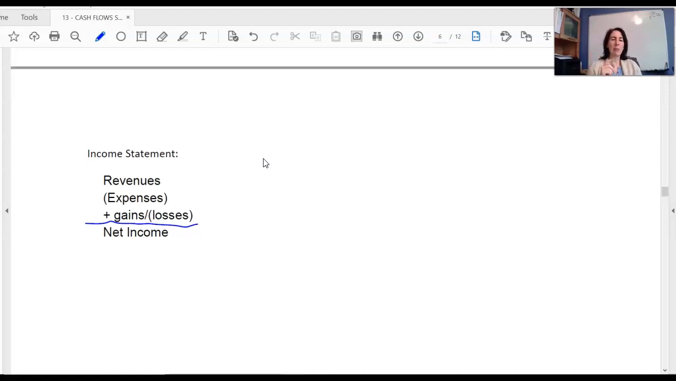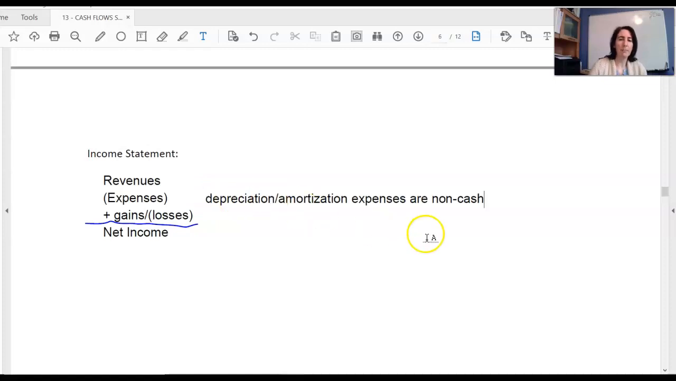Think about what's in here. We're trying to get back to this. We're starting with net income, and then from there, we're going to add and subtract a whole bunch of different components. You have all your revenues, everything you earned, minus all of your expenses, and you have gains and losses. In that expenses section, we actually have a pretty major area of expense that really doesn't have anything to do with cash, and that's depreciation, right?